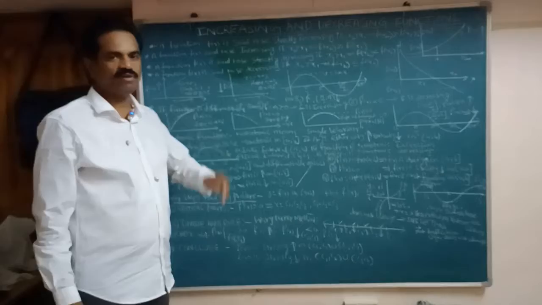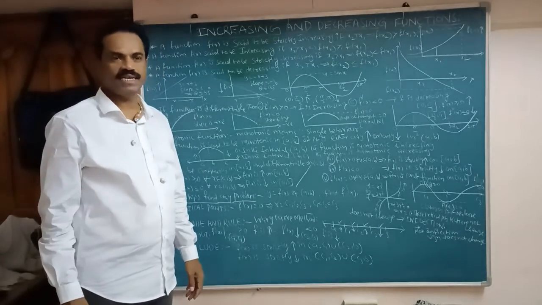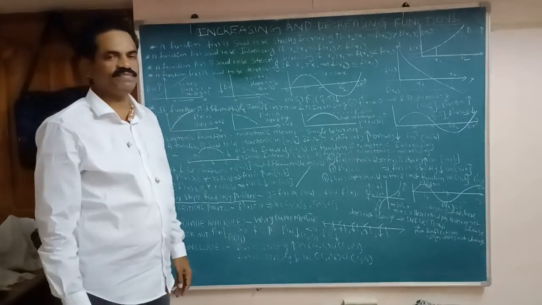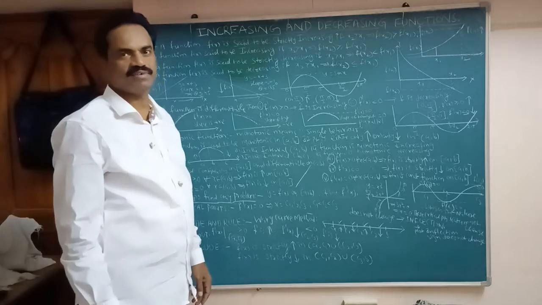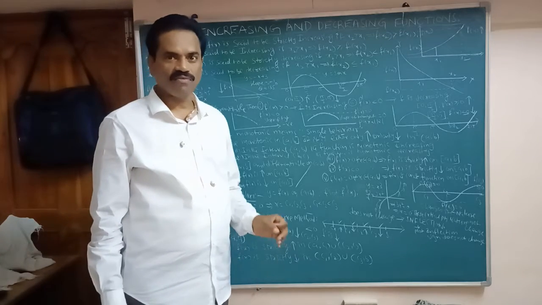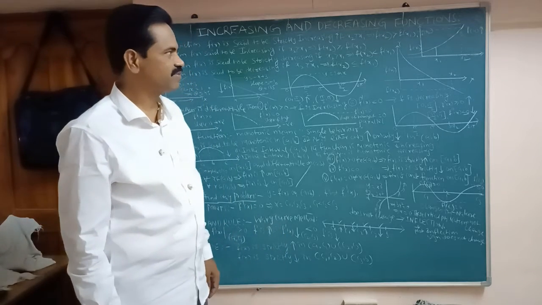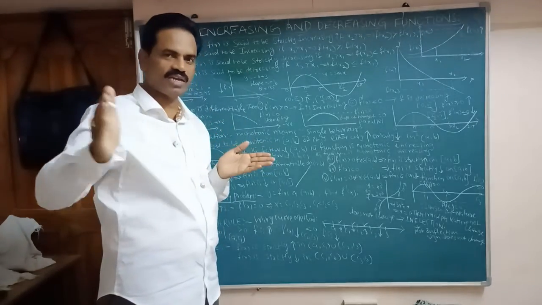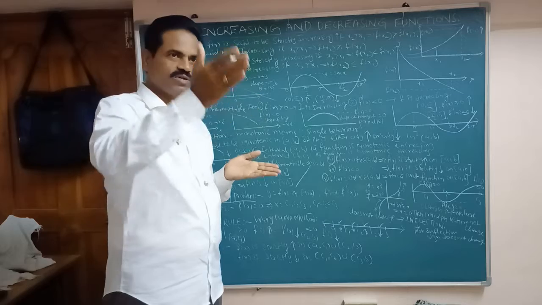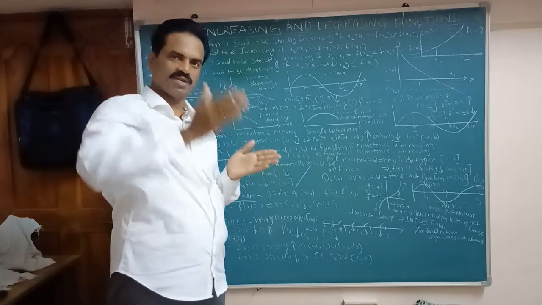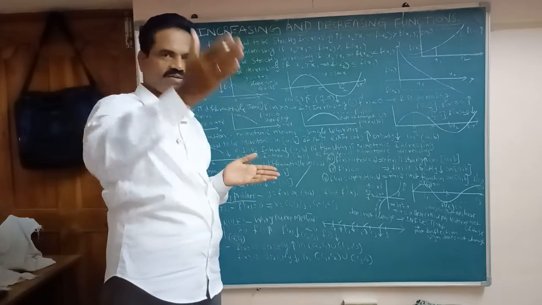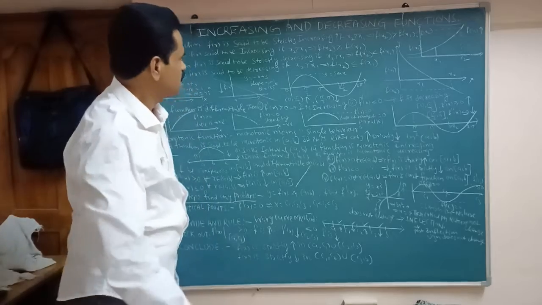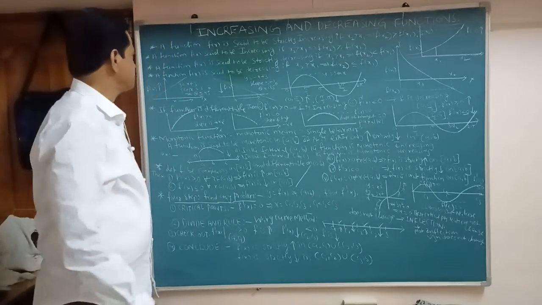A function f of x is said to be strictly increasing if x2 greater than x1 implies f of x2 greater than f of x1. When x values are increasing, the curve is going up like this. So that is strictly increasing.